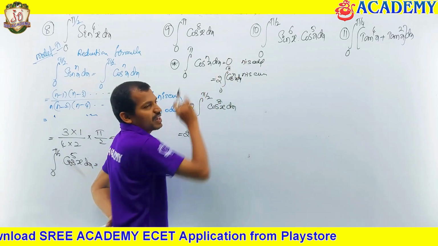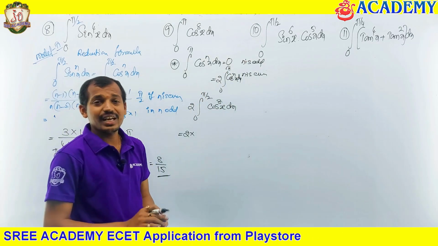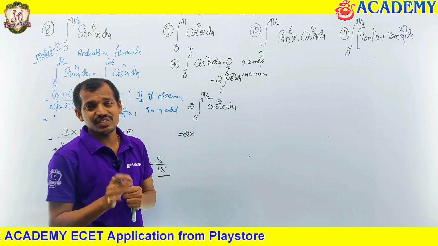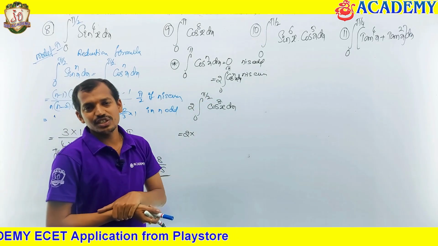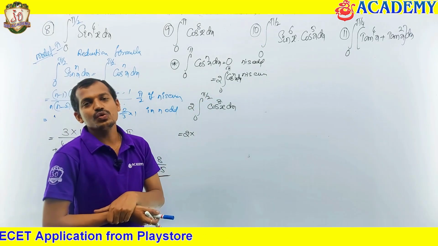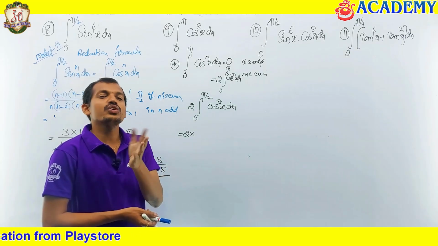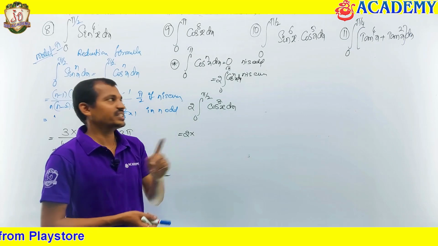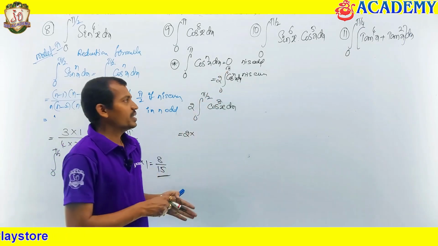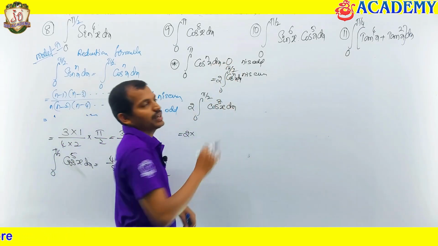This is by using the formula, that is integral 0 to 2a f of x dx equals, if f of 2a minus x equals minus f of x, it is going to be 0. If f of 2a minus x equals plus f of x, answer is going to be 2 into integral 0 to a f of x dx. That is, you are going to write pi by 2.